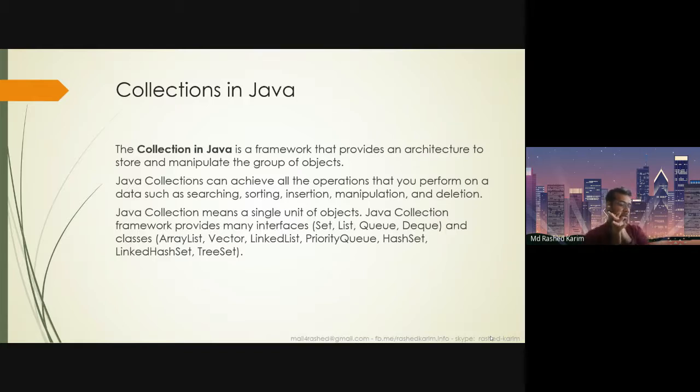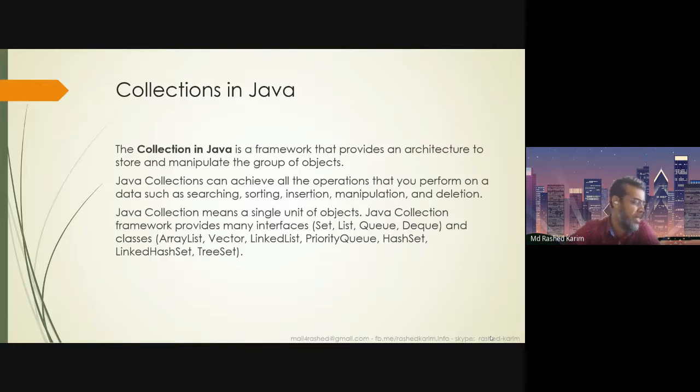So the Java collection framework provides many interfaces, like set, list, queue, deque, and classes like ArrayList, Vector, LinkedList, PriorityQueue, HashSet, LinkedHashSet, TreeSet, so many things. But I will not cover everything for you. For your first cycle of learning, I will cover the ArrayList. You can use Vector, but mostly ArrayList will be usable for your projects and other stuff.